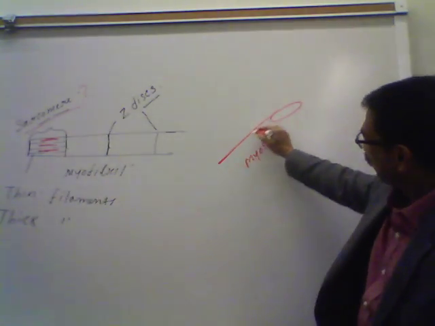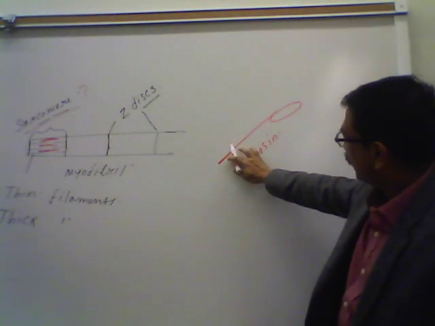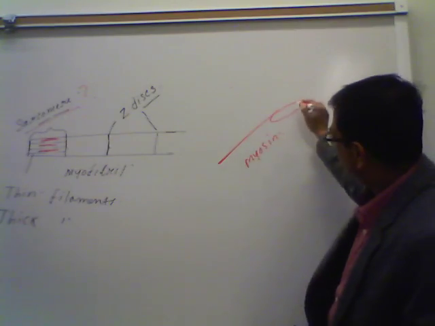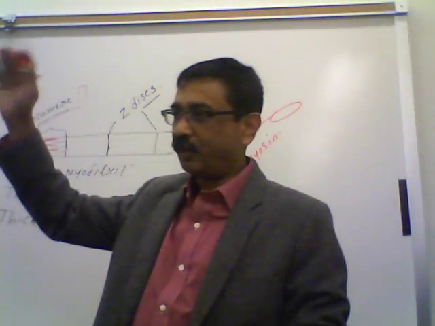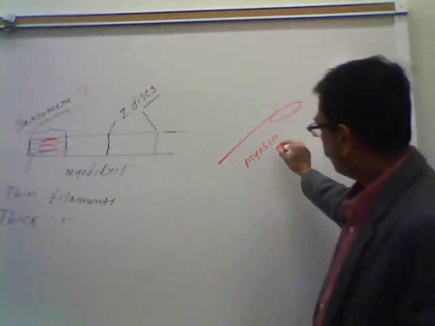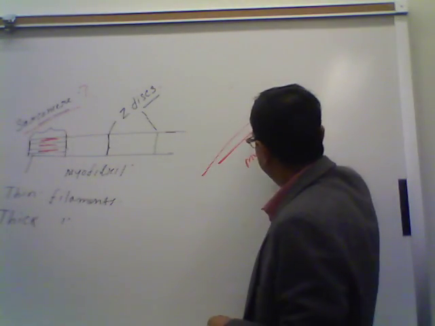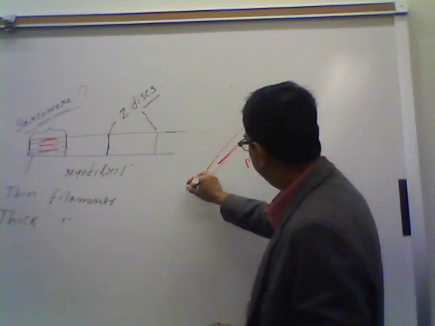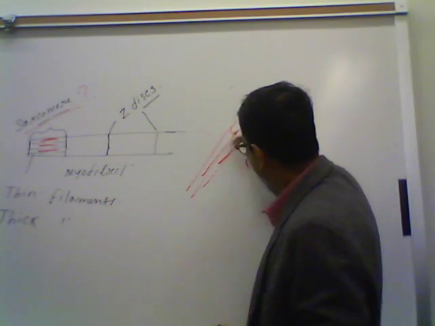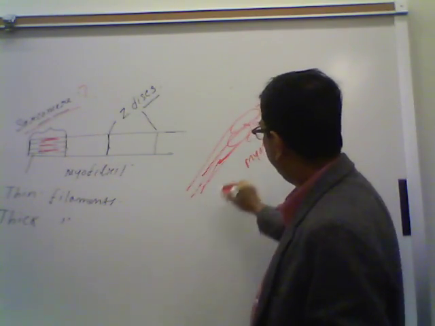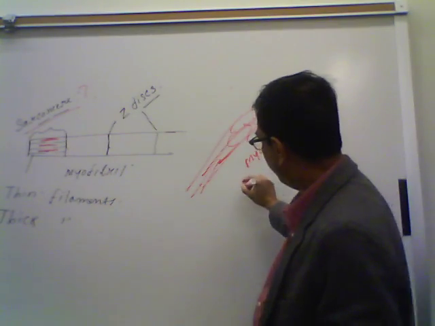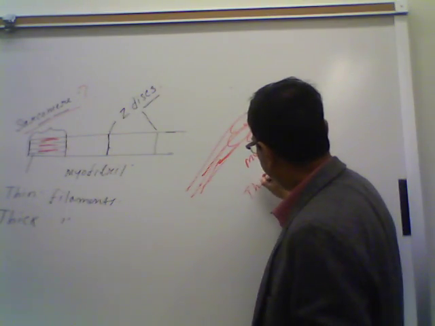Each myosin unit or molecule looks like a golf club-like structure. Many myosin units are bundled together, like a bundle of golf clubs, to form the thick filament.